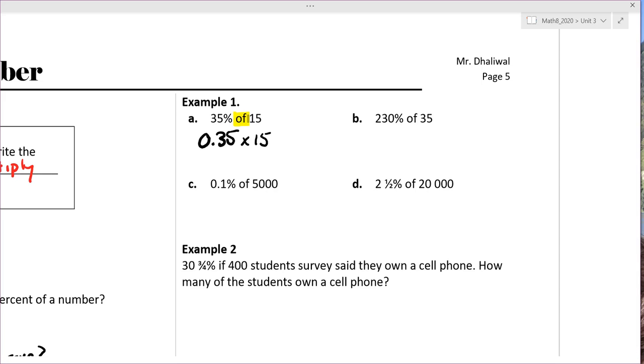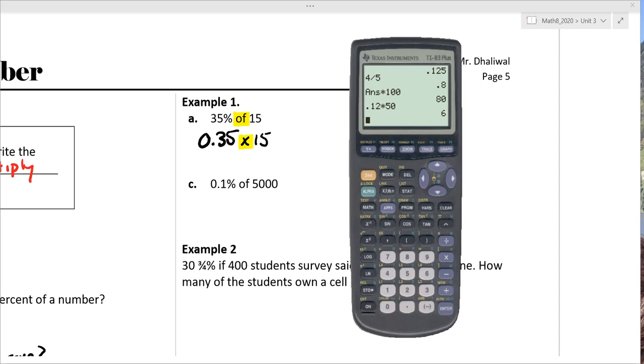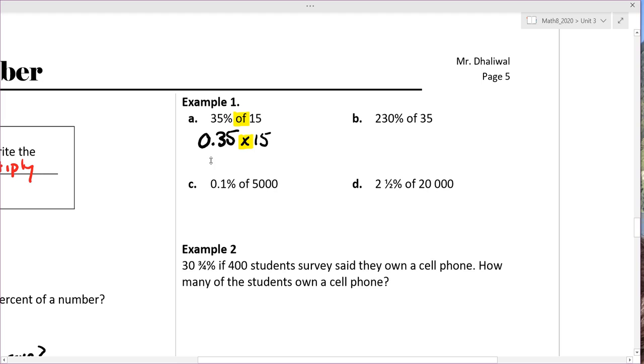Just to give you a clue. If you see the word of, that mathematically means multiply. So in word problems, when you see the word of, that'll give you a clue of what kind of operation to do. It means to multiply. Okay? So now, in your calculator, 0.35 times 15 equals 5.25.